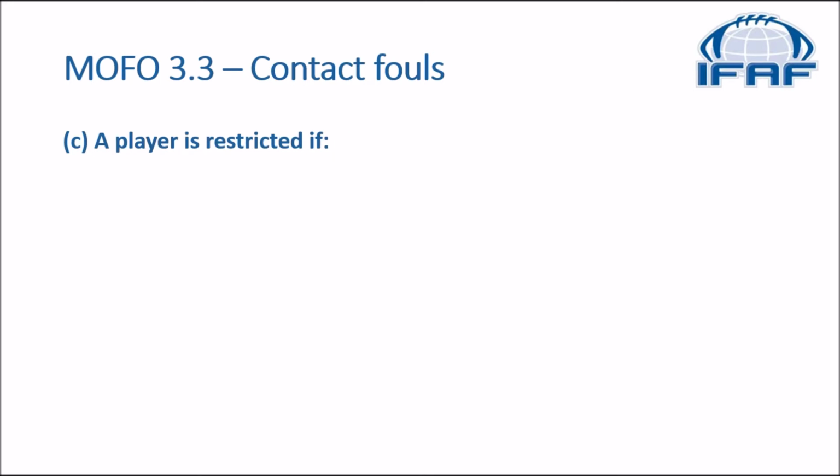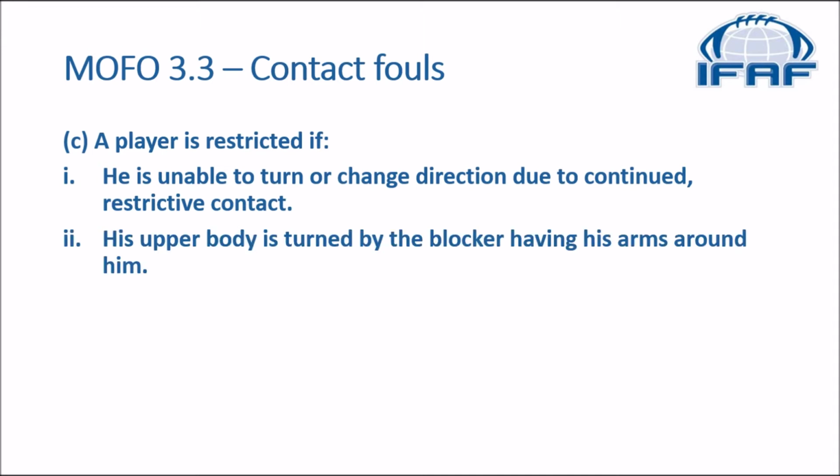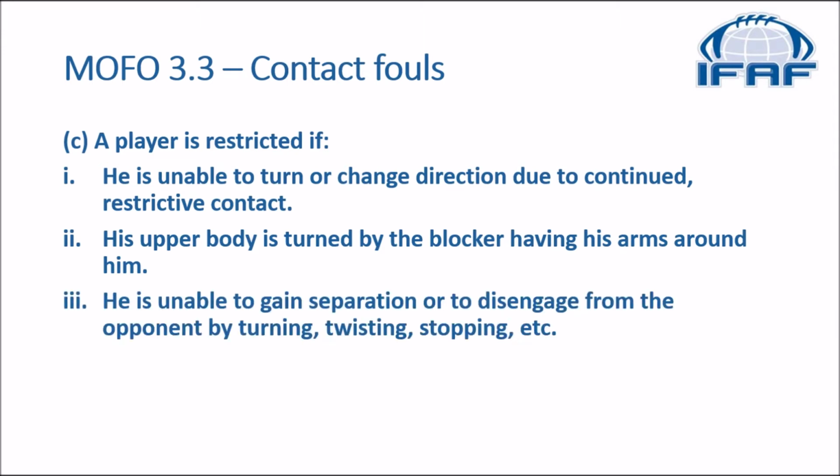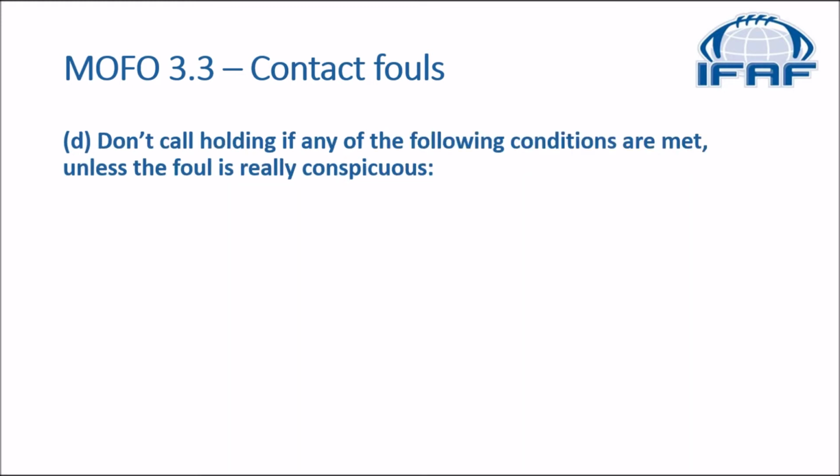C. A player is restricted if: 1. He is unable to turn or change direction due to continued restrictive contact. 2. His upper body is turned by the blocker having his arms around him. 3. He is unable to gain separation or to disengage from the opponent by turning, twisting, stopping, etc. 4. His balance is changed or his natural foot movement is taken away.